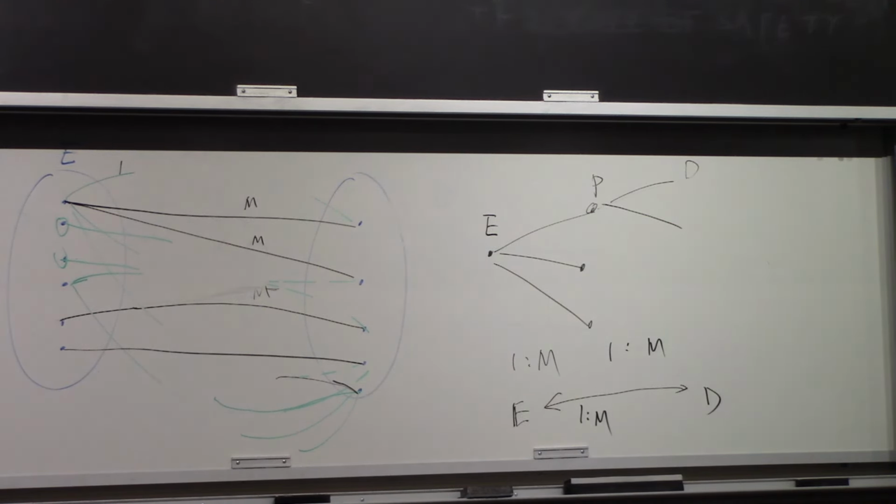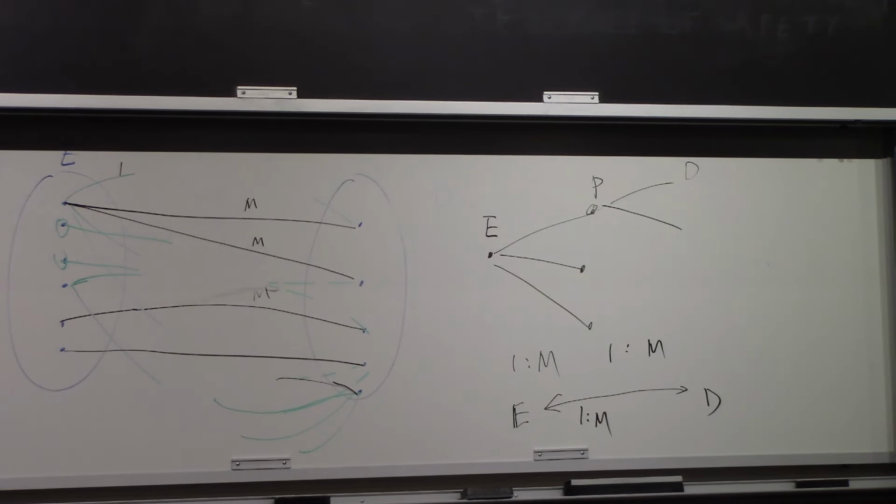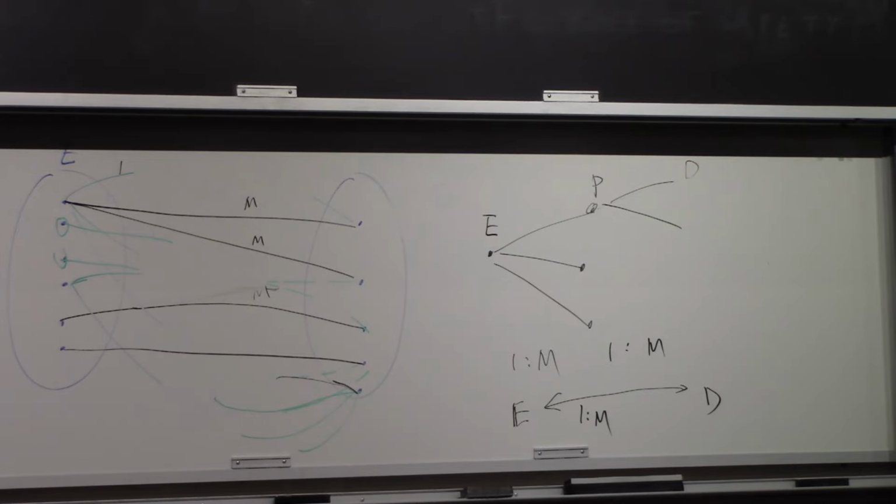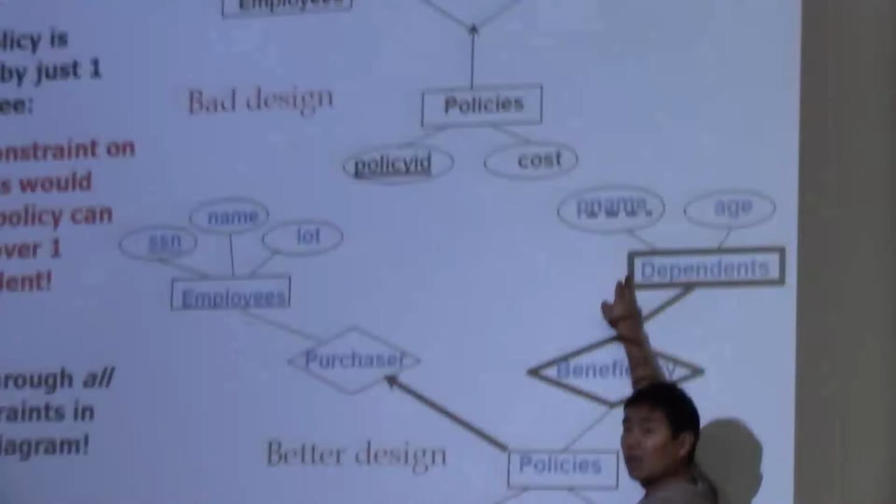Well, if you try to satisfy all these constraints, a binary relationship set, as illustrated by the picture down below in this particular slide. So you can have policies as an entity set, employee, one-to-many mapping between employee and policies, and one-to-many between policy and dependents. And dependents now become a weak entity set that depends on the policies rather than on the employees directly.